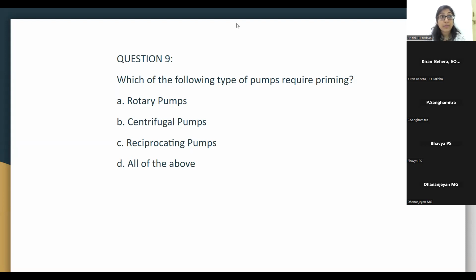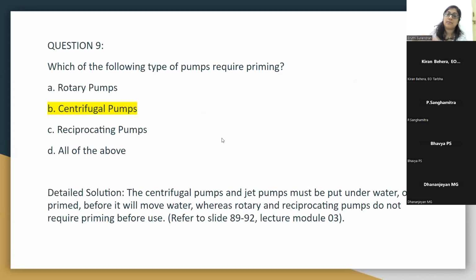Okay, I don't see a lot of answers coming. So, priming means to submerge the pumps in water before they start moving water. In these given types of pumps, there are rotary pumps, jet pumps, centrifugal pumps, and reciprocating pumps. Centrifugal pumps and jet pumps require priming, whereas rotary pumps and reciprocating pumps do not require priming.